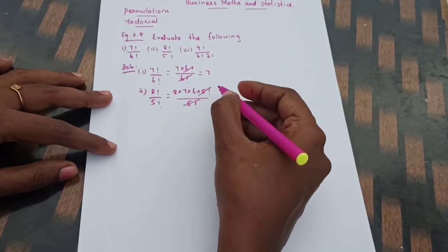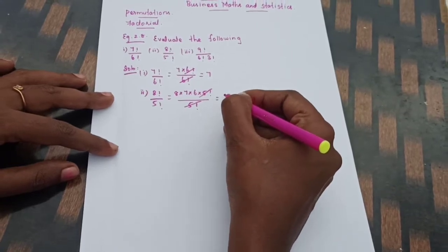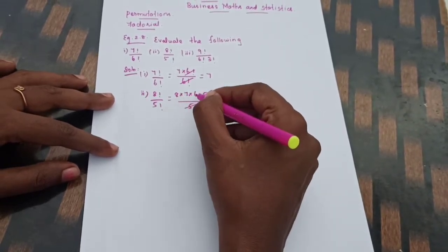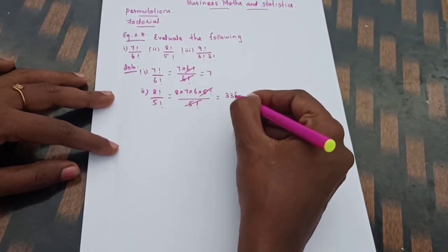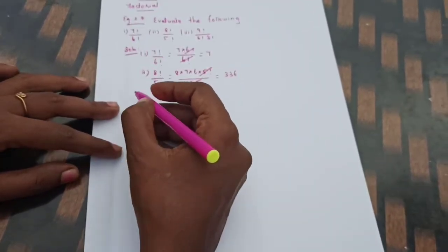So this term and this term will get cancelled. Multiply 8 into 7 into 6. So 7 into 6, you will get 42. 42 into 8 means you will get 336. Okay.